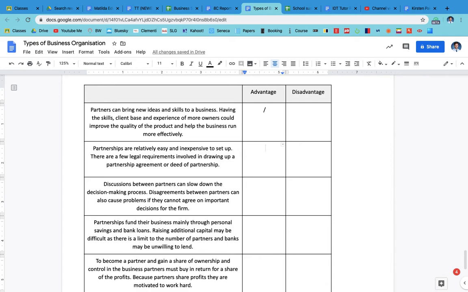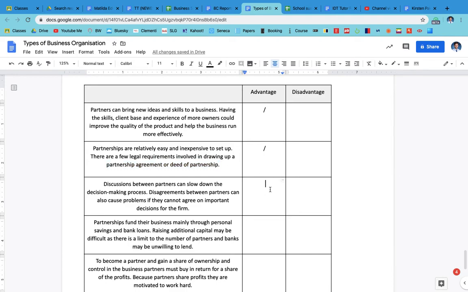Partnerships are easy and inexpensive to set up. Yep. Oh yeah, one thing to mention there. There are legal requirements involved in joining a partnership, or indeed forming a partnership. These aren't actually legal requirements, but it's basically a partnership agreement that outlines what each person's role is, how much money they're putting in, and what they're entitled to if they dissolve the partnership, if they end the partnership. And then they also say what to do about the rules for taking on new partners.